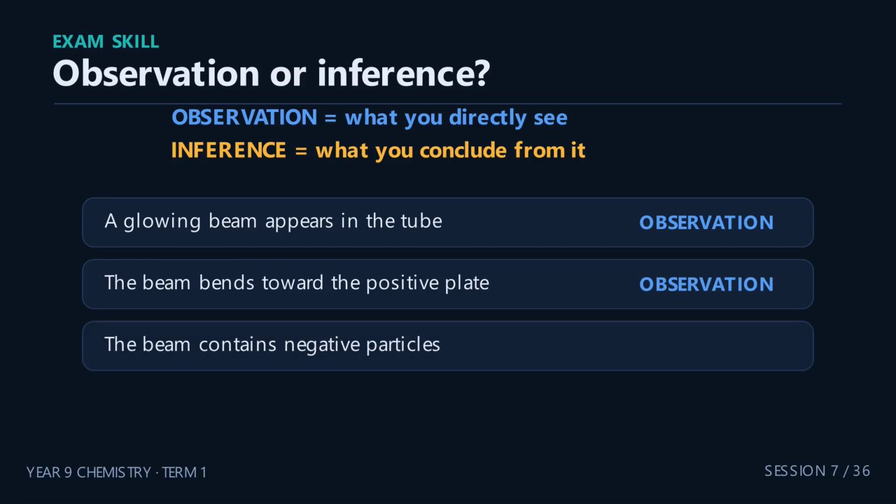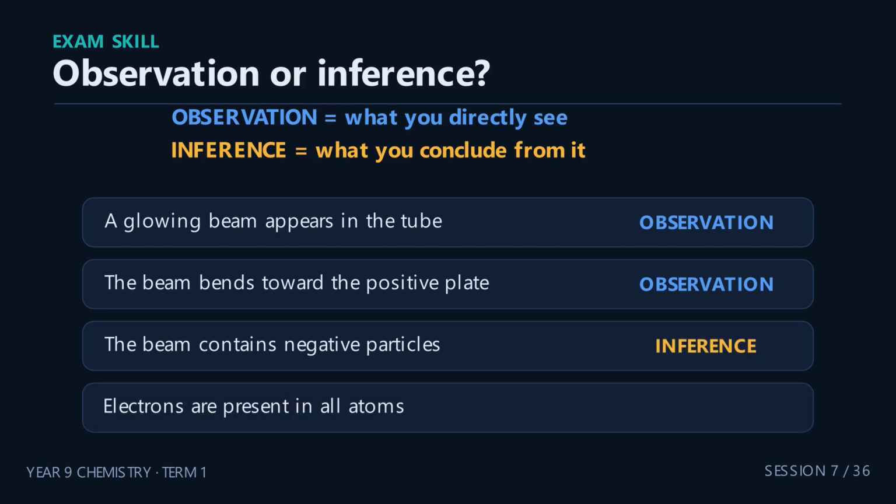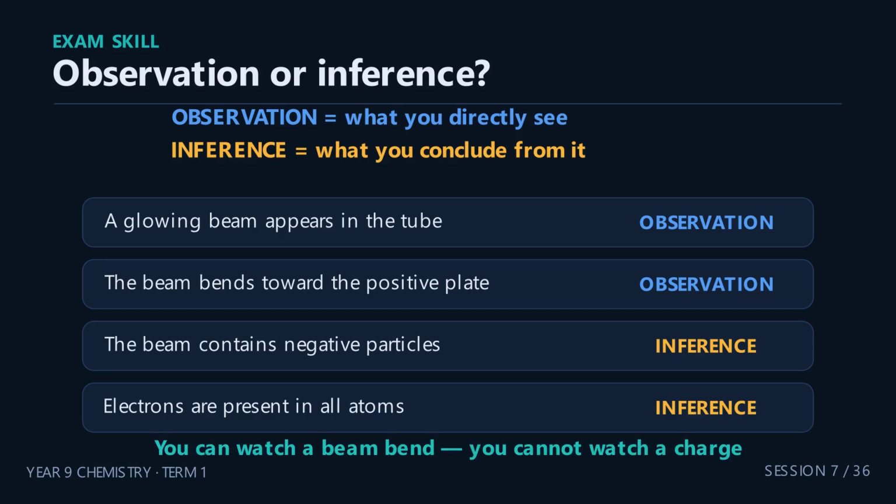The beam contains negatively charged particles. That is an inference. We concluded it from the bending. Electrons are present in all atoms. Also an inference. See the pattern? You can watch a beam bend, but you cannot watch a charge. Charge is inferred from behavior.